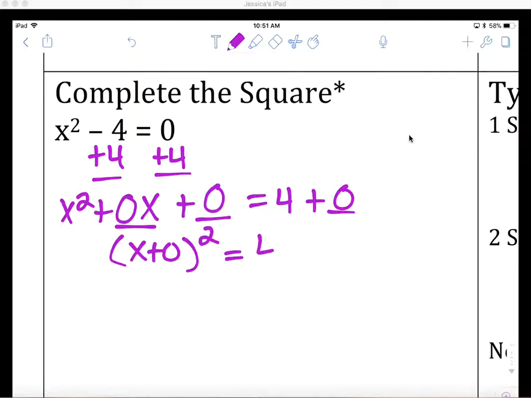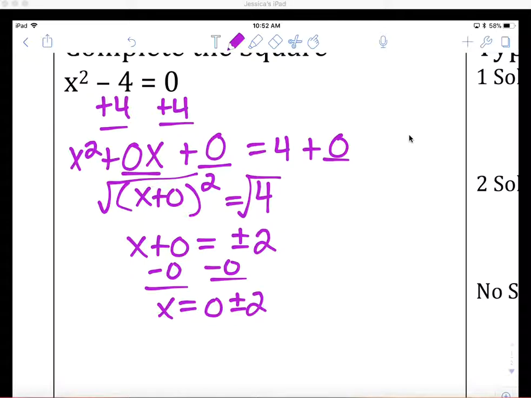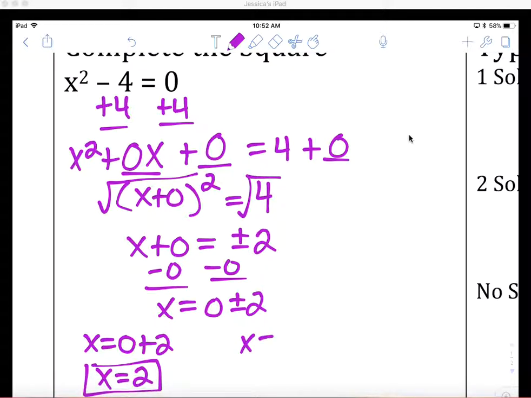4 plus 0 is 4. From here, I'm going to square root both sides, and I'm left with x plus 0 equals plus or minus 2. Your last step is to move the 0 over, so I have 0 plus or minus 2. My first answer, 0 plus 2, gives me positive 2, and my second answer, 0 minus 2, gives me negative 2.